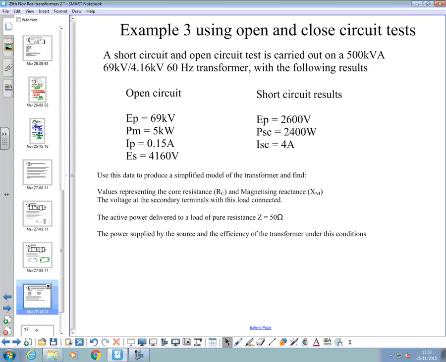So, example 3, using open and closed circuit tests. Have a go at that. I'm going to let you have a start at it yourselves. Work together and see if you can use the open circuit and closed circuit results given there to find values for the transformer components, and find the active power delivered to a load of resistance 50 ohms, the power supplied by the source, and the efficiency of the transformer under these conditions. Okay?